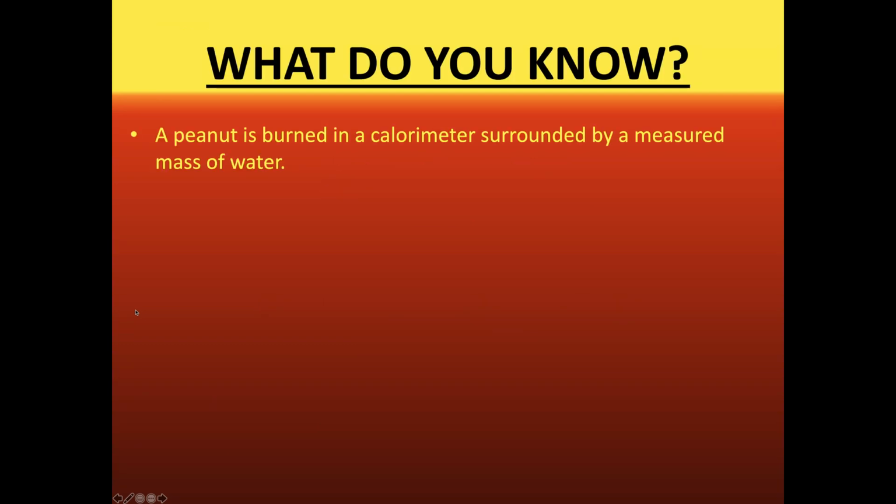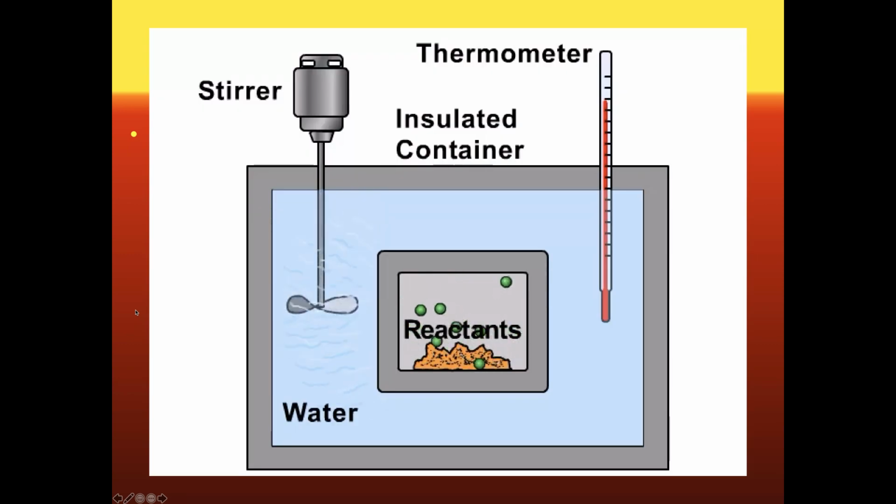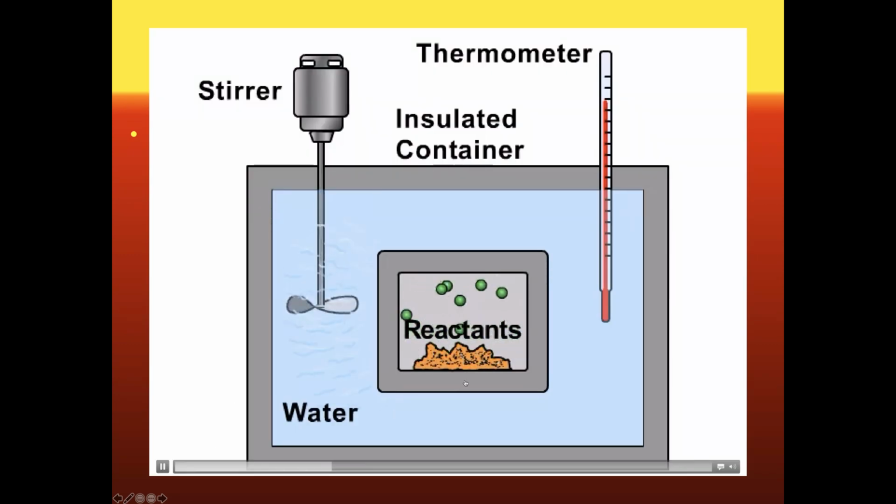Let's say you take a peanut and you burn it in a calorimeter. It's surrounded by water. This is what a calorimeter looks like. Your reaction takes place in this chamber. The reaction either absorbs heat from the water, causing the temperature to drop, or releases heat to the water, causing the temperature to rise. And by figuring out how much the temperature went up and how much water you used, you can actually calculate how many joules of energy were absorbed or released by this reaction.